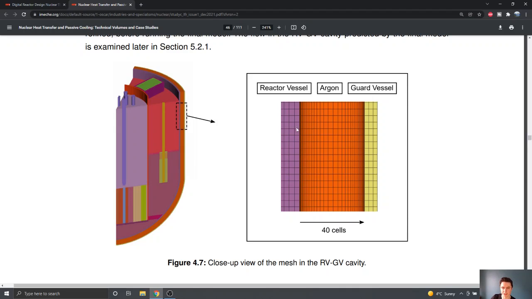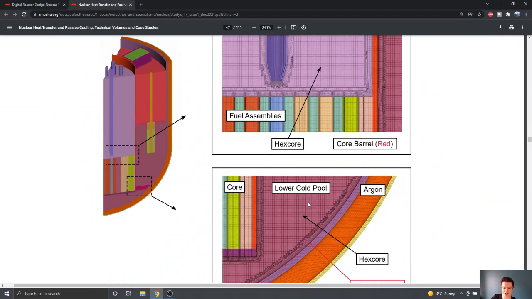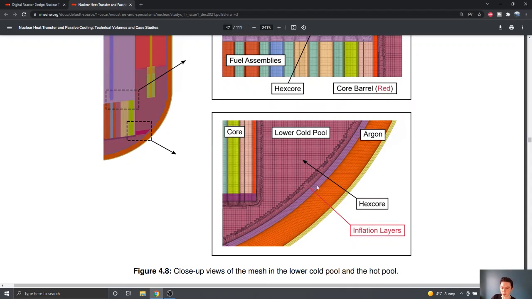So we've got a high quality mesh, and you can see that the solid components, so the reactor vessel and the guard vessel, are also meshed. But we don't need as high of a resolution for these components because they are metallic, and so the temperature profile is going to be relatively constant across them. They are good conductors. If we flick down to the next page, we can see some more interesting regions of the mesh down in the bottom of the reactor around the core.